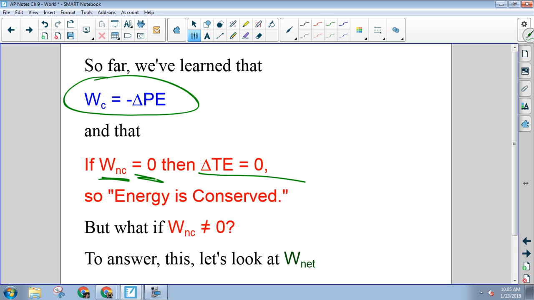All right, so what happens if the work done by your non-conservative forces is not 0? The 6.5 video gives away the answer to that, but it doesn't do a great job of explaining the why. And I think that there's some value in you understanding the why.